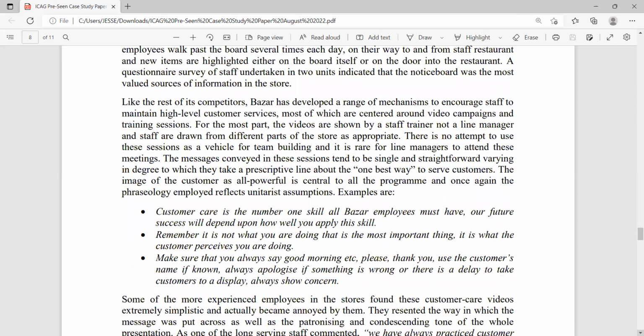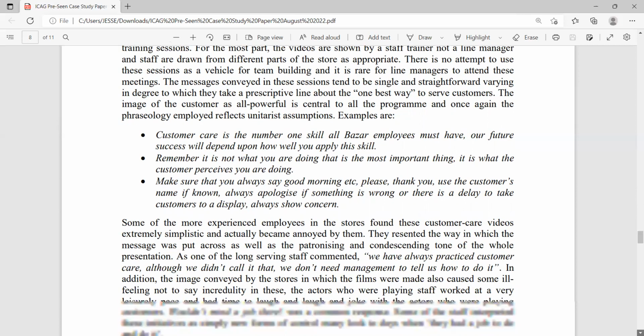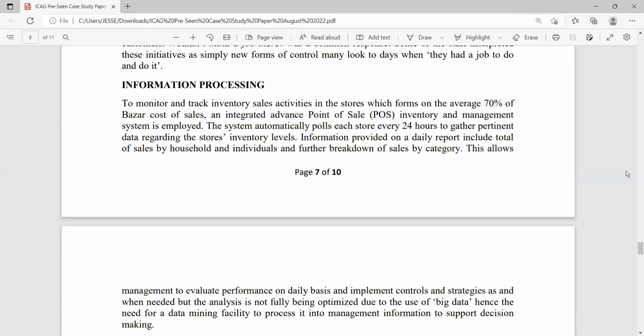Like the rest of its competitors, Bazar has developed a range of mechanisms to encourage staff to maintain a higher level of customer service, much of which are centered around video campaigns and training sessions. For the most part, the videos are shown by a staff trainer, not a line manager, and staff are drawn from different parts of the store. So as we see here, customer care is being emphasized.